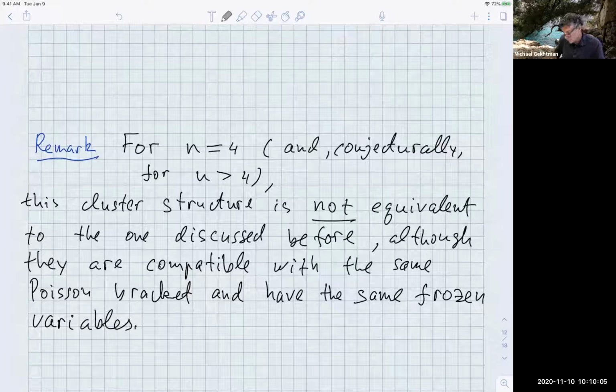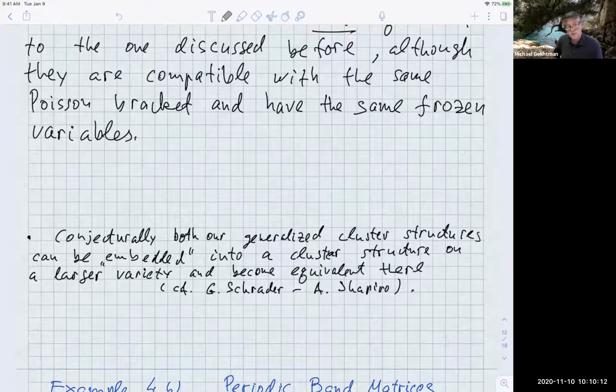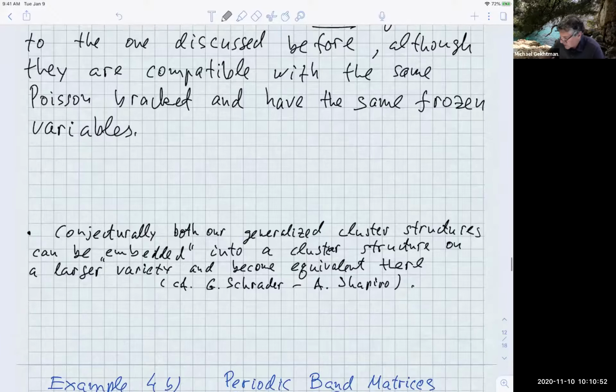So it's a rather surprising result, but we have conjectures that both these generalized cluster structures can be embedded into a larger cluster structure on a larger variety, and they will become equivalent there. And this larger variety is conjecturally closely related to the Poisson version of the quantum cluster structures that Gus Schrader and Sasha Shapiro considered when they found a quantum torus embedding for the quantized universal enveloping algebra of GL.